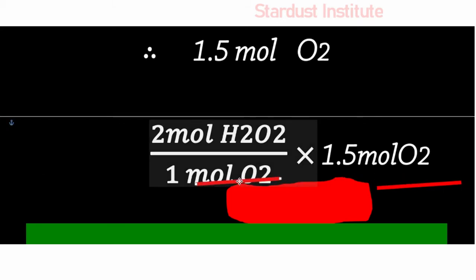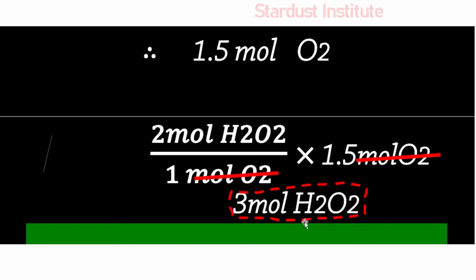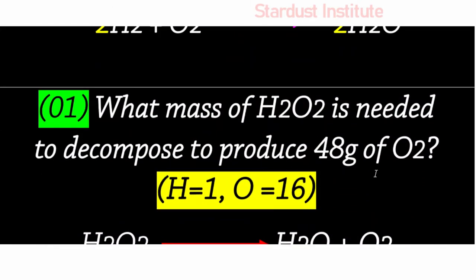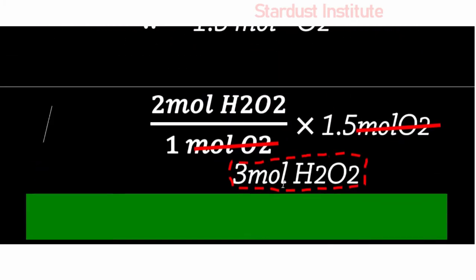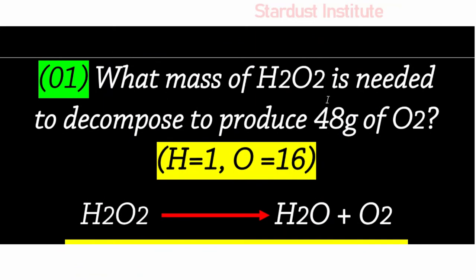We can cancel out mole O2, mole O2. Then we get 3 moles of hydrogen peroxide. To produce 48 grams of oxygen, we need 3 moles of hydrogen peroxide. But it is not our main answer. We have been asked what mass of hydrogen peroxide is needed. Now we have found moles of hydrogen peroxide. Now we have to convert it to mass in grams of hydrogen peroxide.